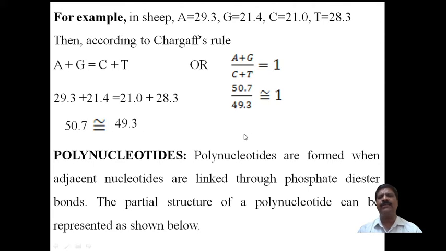Therefore, we say that according to Chargaff's rule, in any species of DNA, adenine is equal to thymine, and guanine is equal to cytosine. This is called the Irving-Chargaff rule. Now, next we come to polynucleotides. I have already explained in the previous year about nucleosides, then nucleotides, and now polynucleotides.